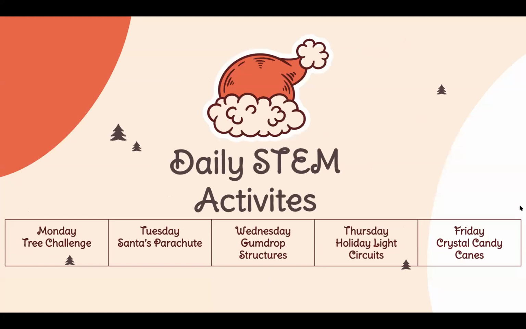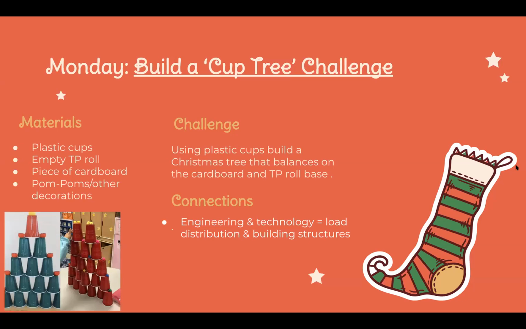We are going to look at 5 different activities: tree challenge, Santa's parachute, gumdrop structures, holiday light circuits, and crystal candy canes. Let's get started with a tree challenge. So the Build a Cup Tree Challenge, you'll see some of the materials listed here: plastic cups, empty toilet paper roll. You can use an empty paper towel roll, a piece of cardboard, pom-poms, or other types of decorations that you can easily put on your cup tree.